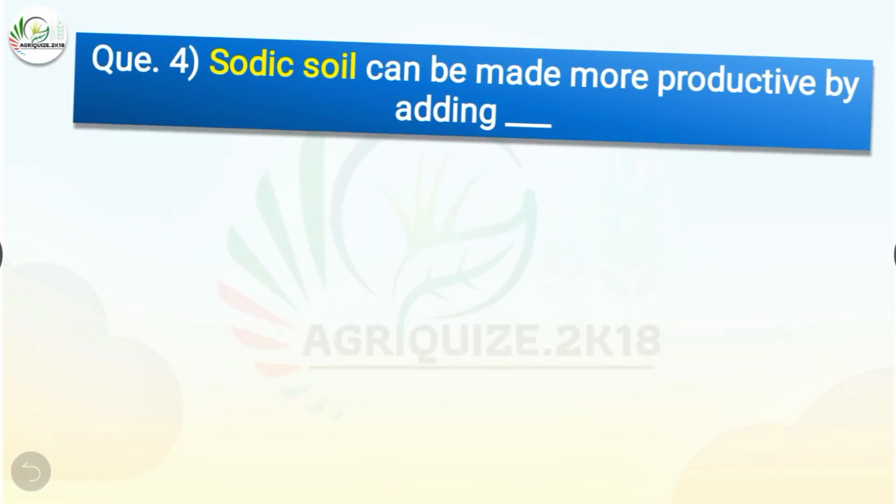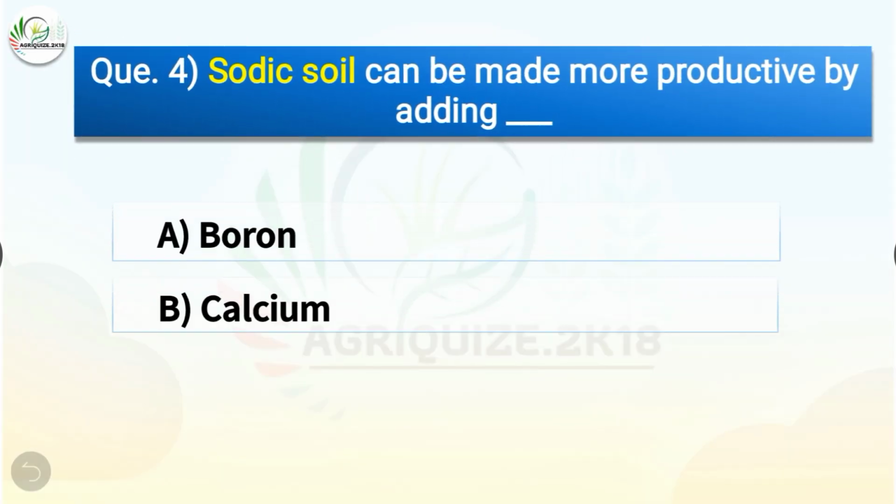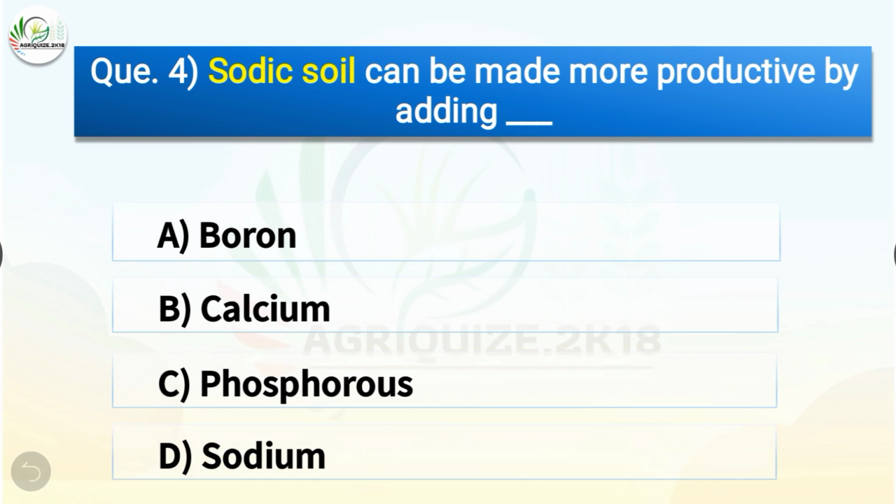Question number 4. Sodic soil can be made more productive by adding dash. The options are boron, calcium, phosphorus or sodium. The correct answer is option B, calcium. So, sodic soil can be made more productive by adding calcium.